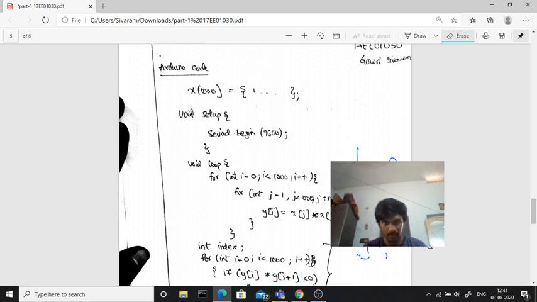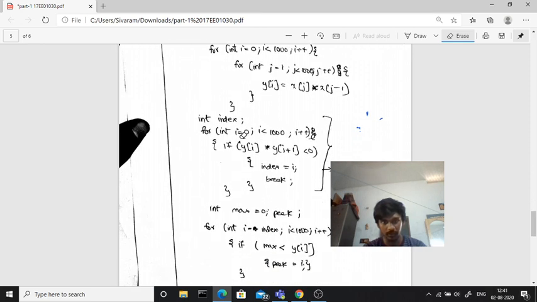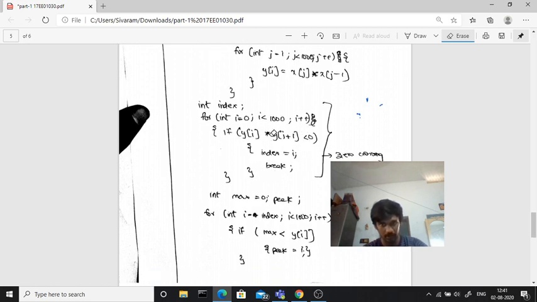For finding the zero crossing point, we will be using this formula: x of i into x of i plus 1 less than 0. This gives a zero crossing point. Once the zero crossing point is found, it will be stored in the index, which is a variable that has been declared before.